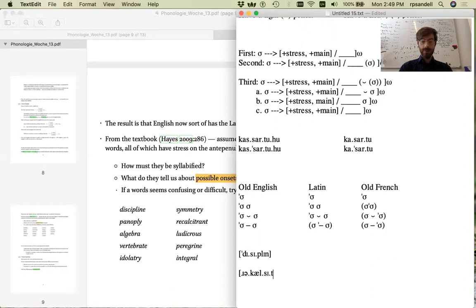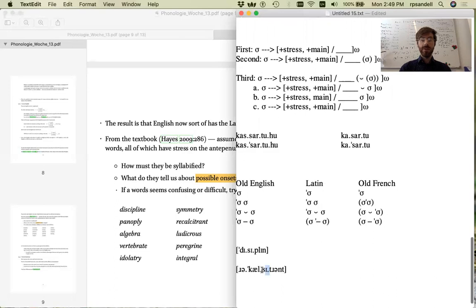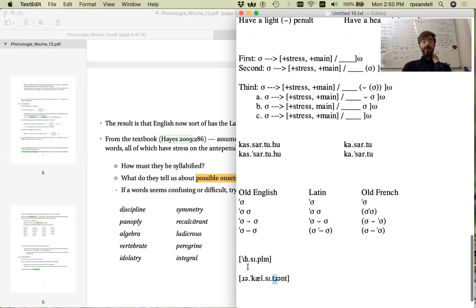Recalcitrant, something like... the phonetic transcription will need to look something like this, more or less. Here, the primary stress again falls on the third to last syllable. The second to last syllable is again light if we assume that this sequence tra becomes an onset in the last syllable.